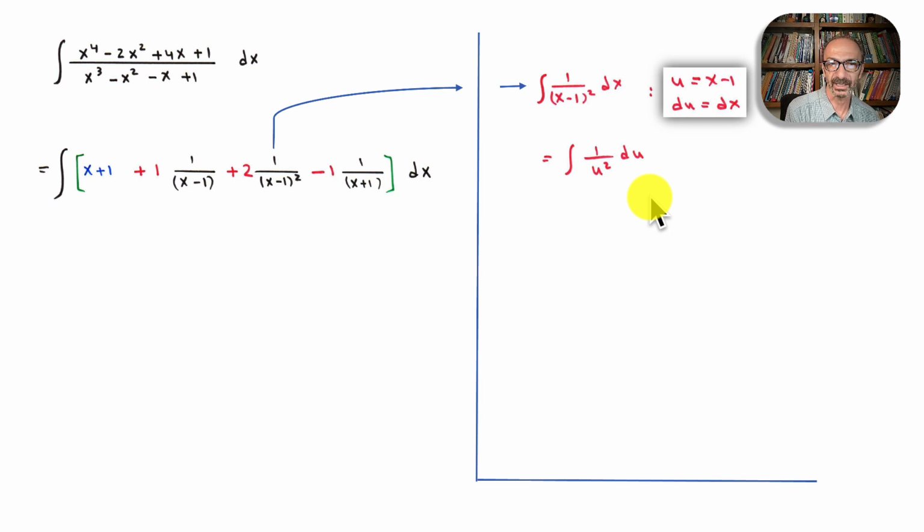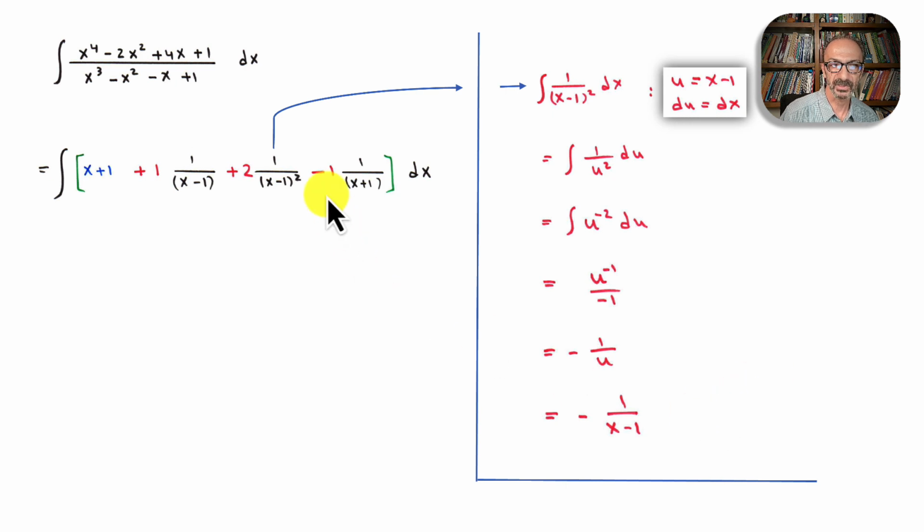Bring u to the second to the top to make it to the power -2, and integrate this normally. Add 1, that makes it u to the power -1, divide by -1, simplify it, and take it back to x. Instead of u, write x minus 1.